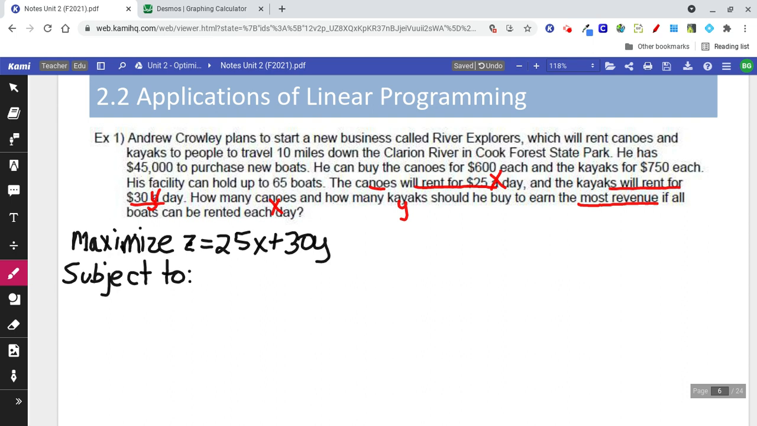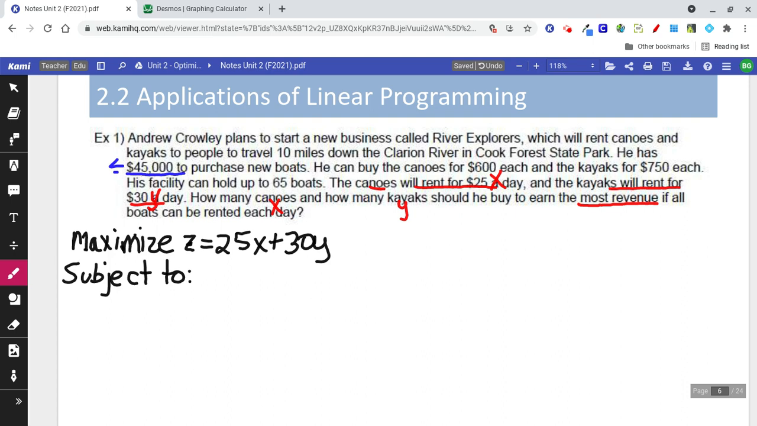The rest of the numbers should be talking about the constraints. So go back through, and what I would recommend you do is look for inequality symbols. What I mean by that is when it says he has $45,000 to purchase new boats, that means he can spend up to $45,000. He can't spend 46, he can't spend 50, he can spend 44,000, 43,000, 32,000. He can spend anything that is less than or equal 45,000 to purchase new boats.